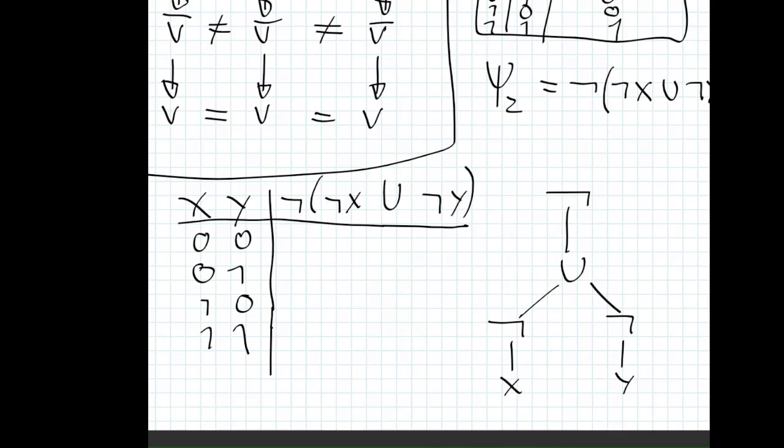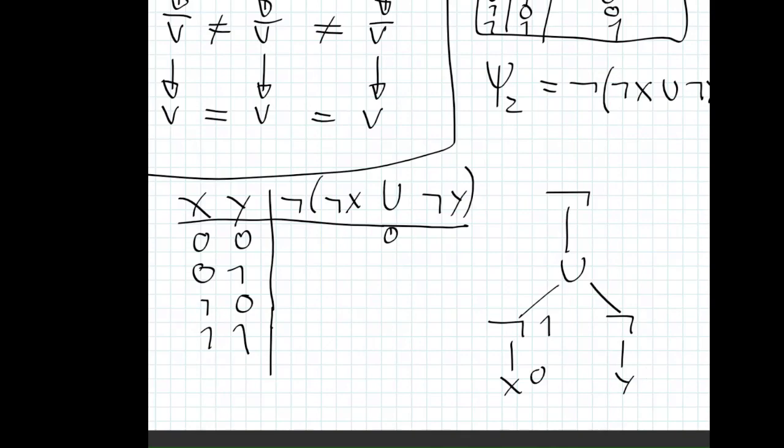Okay, so we want to evaluate this. Let's say we have 0, 0. So this is 0 and this is 0. It will be negated, it will become 1 and 1. Then the disjunction of these will be 1. One or the other is positive, so it is 1. And the negation of all of them is 0. So the result for 0 and 0 will be 0.